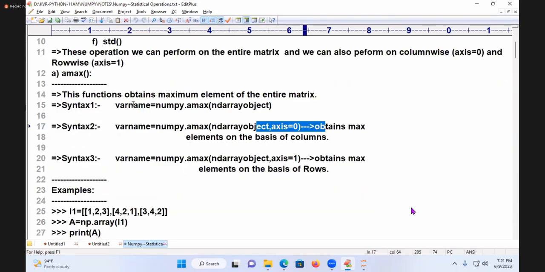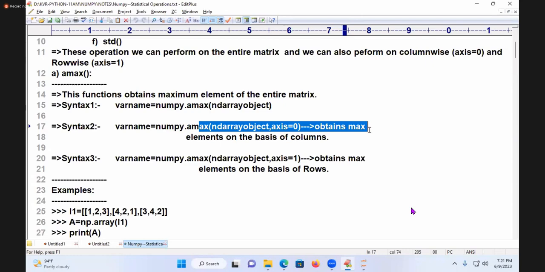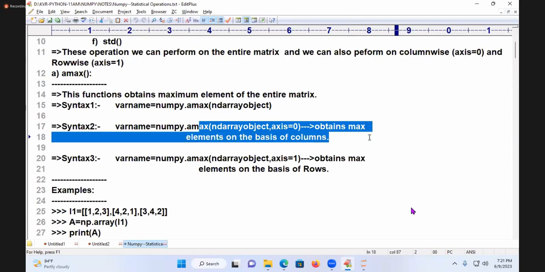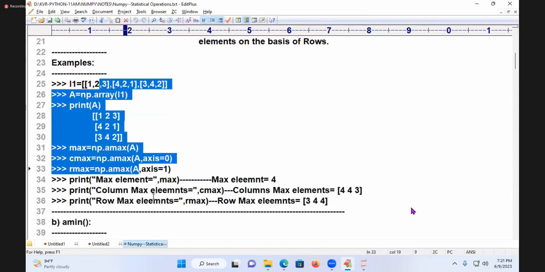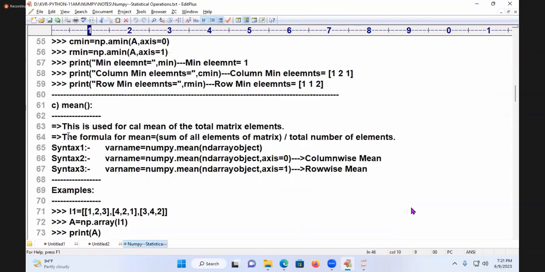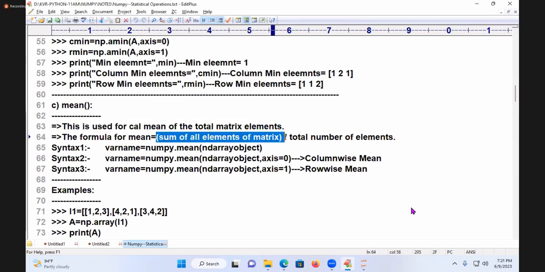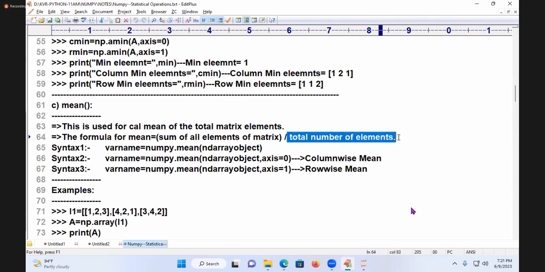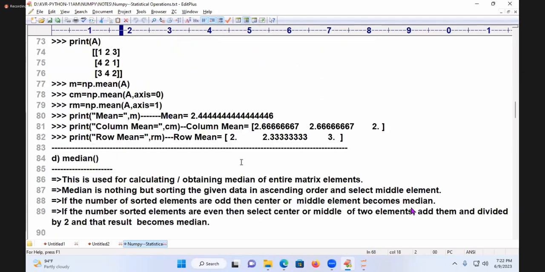Axis 0, axis 1. This function is used to find the maximum of the entire element. Axis is equal to 0 obtains the maximum element on a column basis. Axis is equal to 1, row basis. Examples. A mean, same to same. Next, mean. What is that? Used for obtaining the mean of the matrix. Formula: sum of all elements of the matrix divided by the total number of elements. Mean of total. Axis 0, axis 1. Column wise mean, row wise mean.